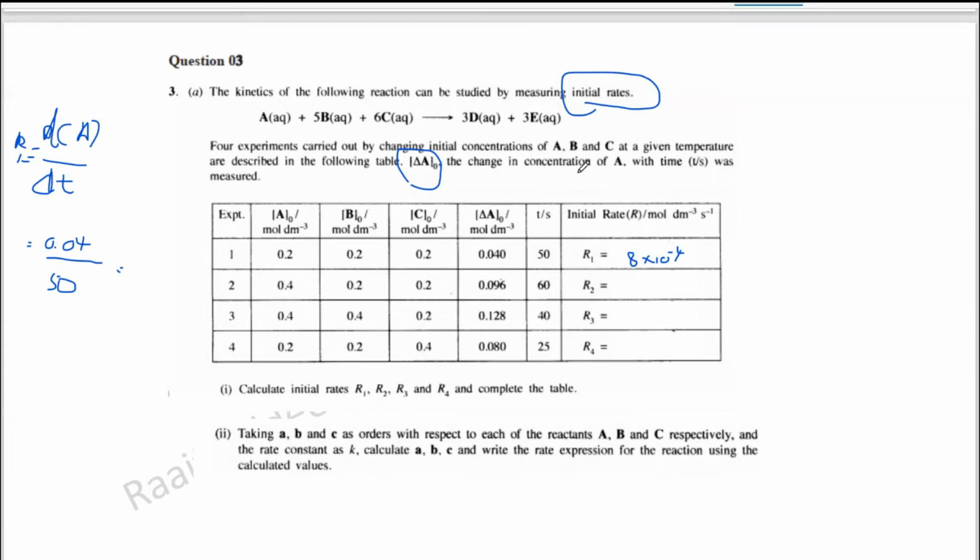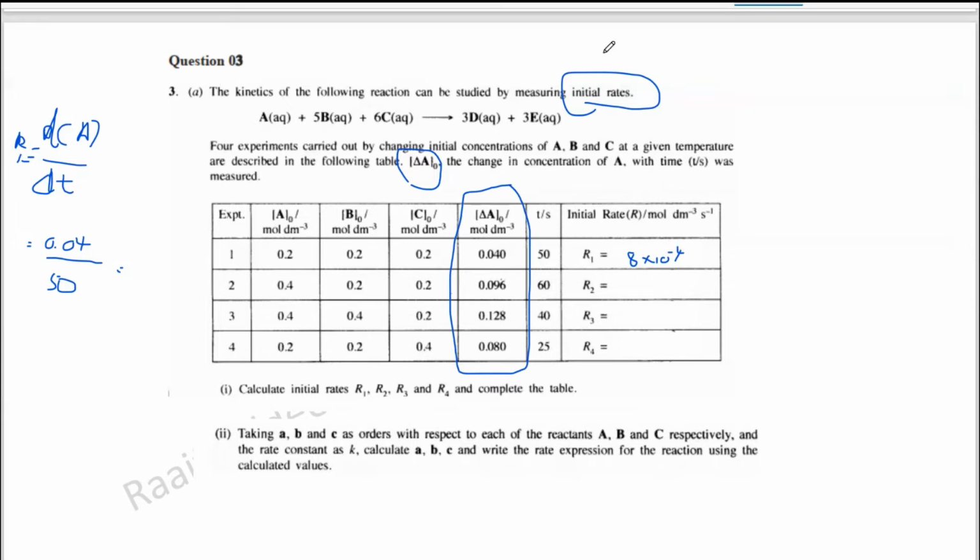The point here is that when you have this type of reaction, you can write the rate in terms of A, or B, or C, or D, or E. The rates of reactants will be negative, and the rates of products will be positive in your expression. What they have done here is measure the concentration change of A within these time periods. So for experiment 1, you take the concentration change with respect to A and divide it by the time to get the rate with respect to A.